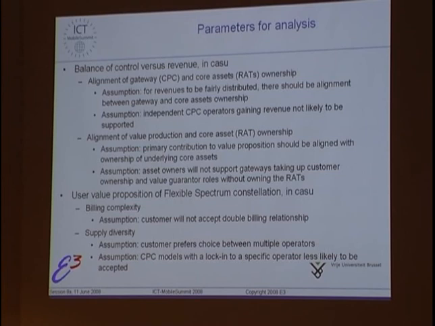The second sub-variable here is the alignment of value production and core asset ownership, which is related to the first variable. What does that mean? It basically means when you look at the customer relationship, the party that holds the relationship with the client and that guarantees the value of the product towards the client should not be, in our assumption, a different party than the one that holds, again, these core assets. So in other words, operators will have difficulties accepting that while they provide the service, it will be a separate CPC entity that will have a billing relationship with the customer.